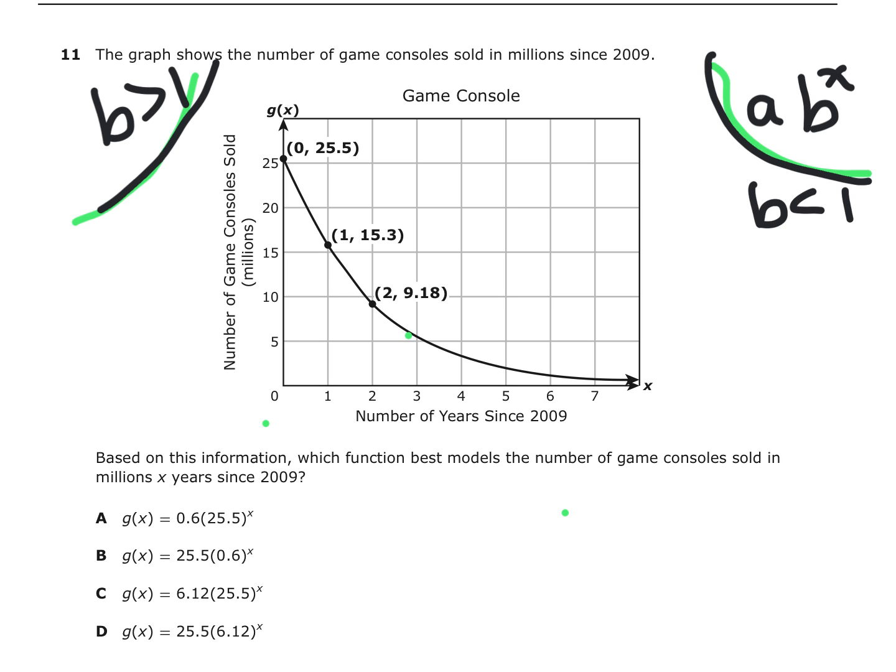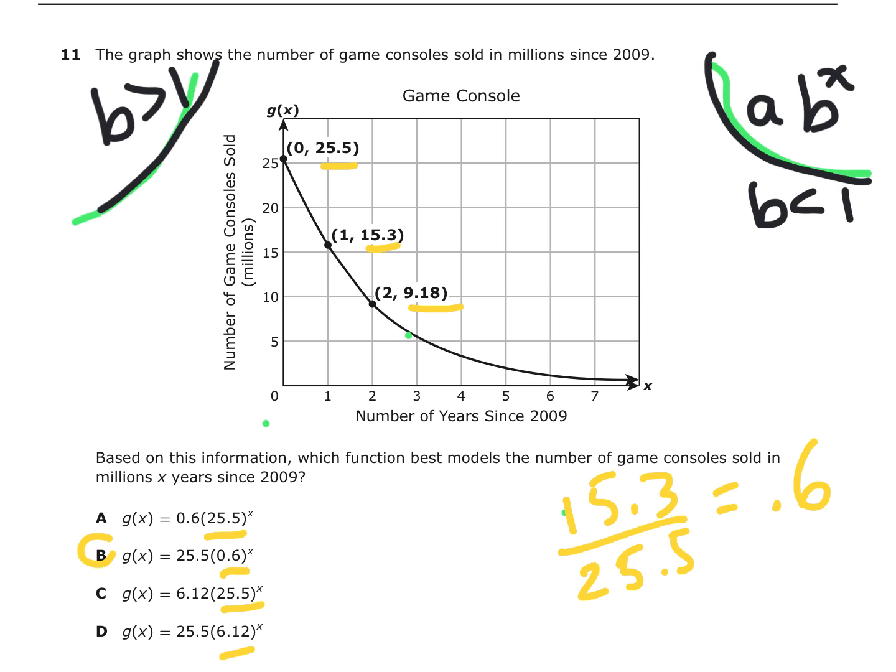So if we take a look at our multipliers here, 25.5, 0.6, 25.5, and 6.12. Do you see a number there less than 1? Well, it looks like 0.6. Okay. And how did they get the multiplier? Well, if you go from year 0 to year 1, you have 25.5 and you're going to 15.3. So if you take 15.3 and you divide it by 25.5, your multiplier is about 0.6.